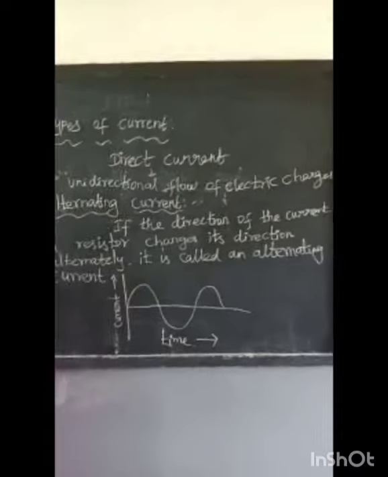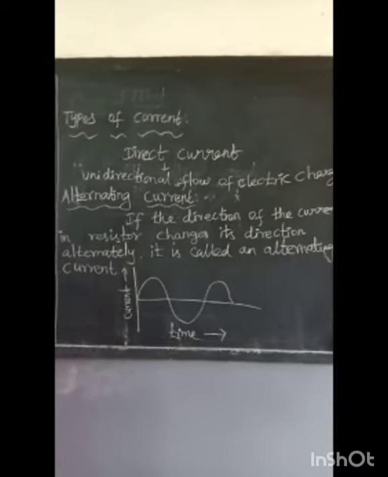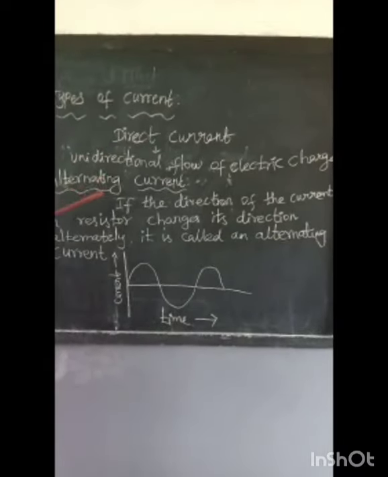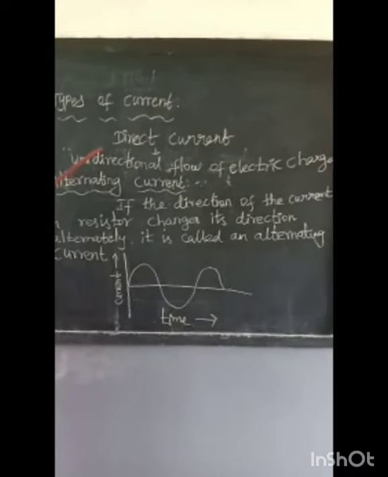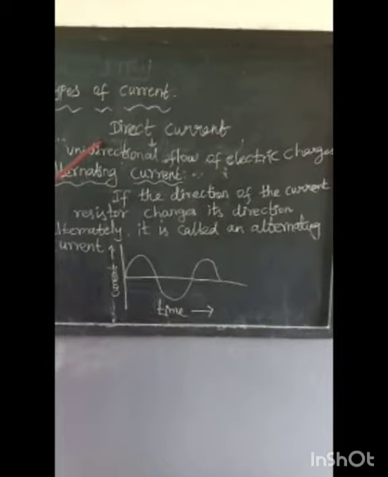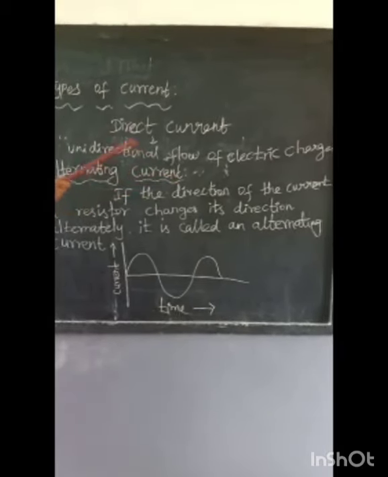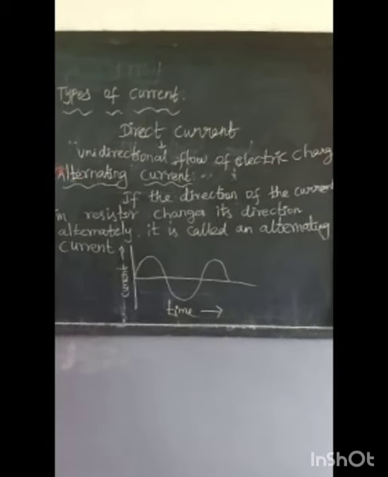Next topic, students: types of current. We have two main types of current, that is direct current and alternating current. Direct current is also called DC, and otherwise called unidirectional flow of current. Why is it called unidirectional flow of current?